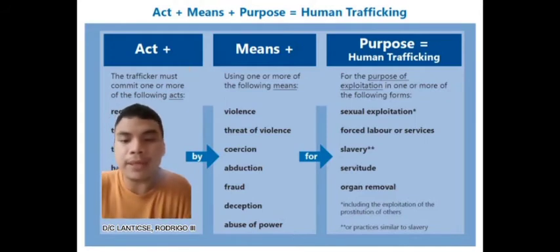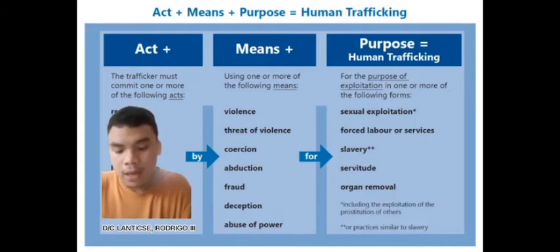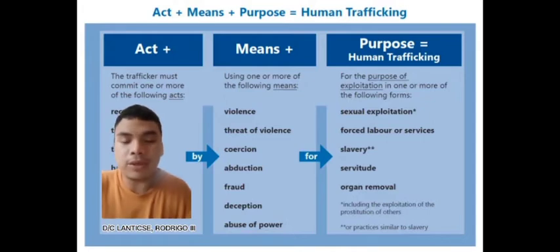And the last one, or the sixth one, is organ removal. Trafficking for the purposes of organ removal involves removal of an organ from a person's body for the purposes of a commercial transaction in human body parts, while treating the actual person as a subject of the transaction.